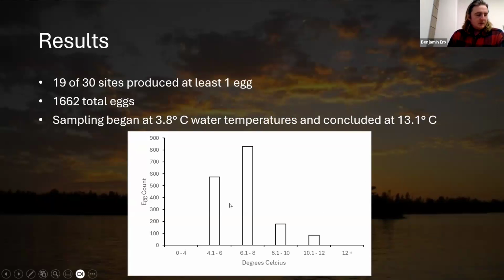So on this figure here, on my y-axis, I have our total egg count, and on our x-axis, I have our degrees Celsius in increments of 2. And you can see where that egg density peaked. It was between 5 and 7.5 degrees Celsius.